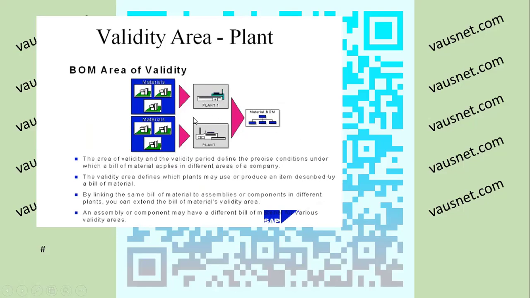For example, if the raw materials are being assembled over here, then of course the connection, like speedometer connection and speed checking, brake checking will be done over here. Hydraulic fluid checking will be done here. So that material BOM will be extended with more additional components. By linking the same bills of material in different plants, you can extend the bills of material. An assembly component may have different bills of material for various validity areas. Okay. So you can have a different material BOM here and a different material BOM here based on the process.